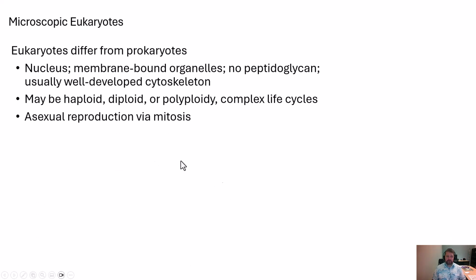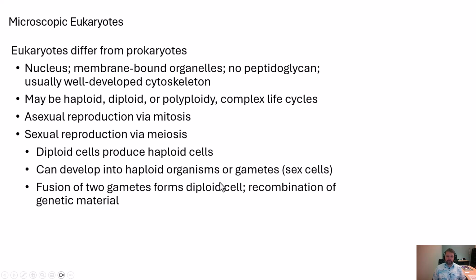Also along that is whether they're doing asexual or sexual reproduction. Lots of eukaryotes have many different forms of reproduction. They can do asexual reproduction, typically through mitosis, although some asexual reproduction in eukaryotes is called binary fission, which is a little different than mitosis. Sexual reproduction means that they're recombining or using meiosis to make new versions of their chromosomes.